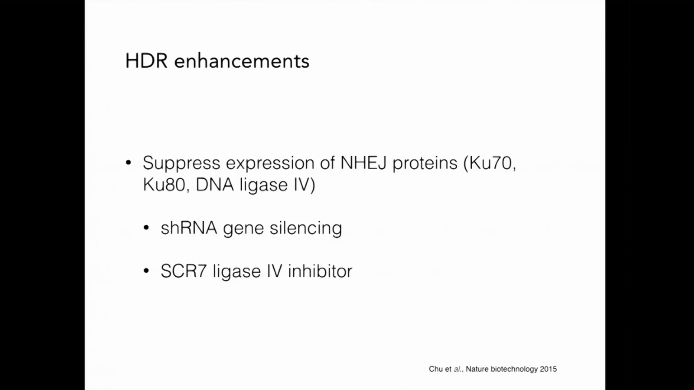And since HR or HDR is a pretty low efficiency process, you can try to enhance it. Papers have shown that if you suppress the NHEJ proteins, so the other pathway to repair a double-stranded break, it can push the repair mechanism towards HDR. To do this, you can do shRNA gene silencing of these NHEJ proteins, or there's also a known ligase 4 inhibitor, SCR7, that you can use, and people have found that's been helpful.